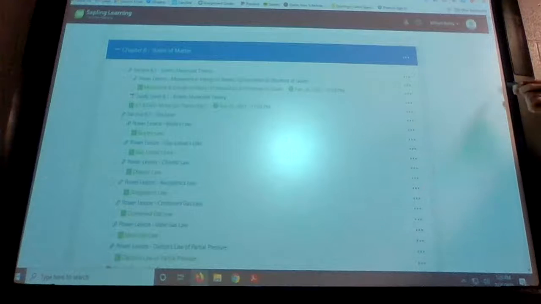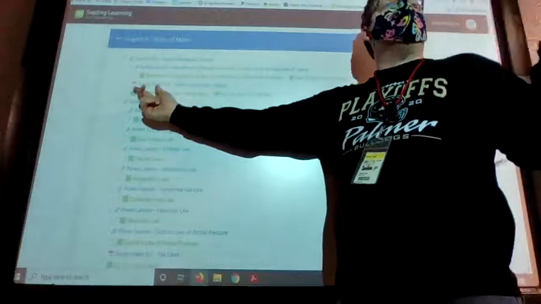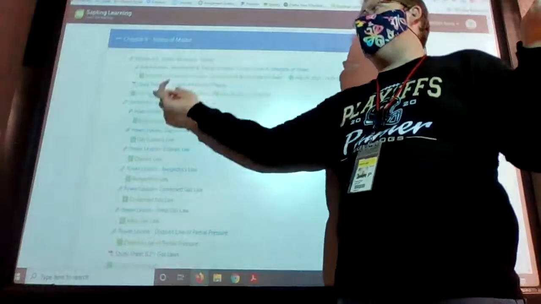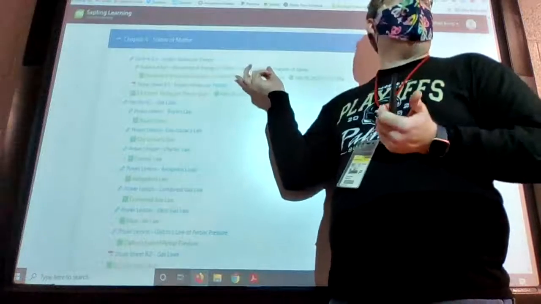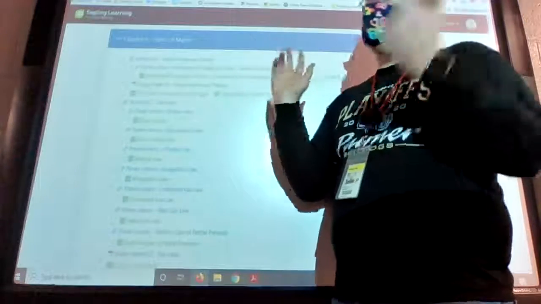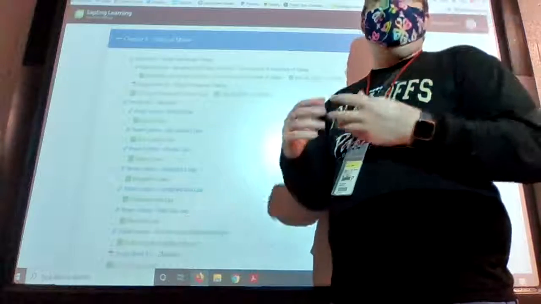So if we come down here to chapter 8, which is where we're at now, just a quick little reminder, these are your study sheets. It says study sheet, so you go down in the chapter and you can find your study sheets there. We're done with section 8.1. It's just one assignment and one quiz. We're moving on. 8.2 is where we will stay for a little while.